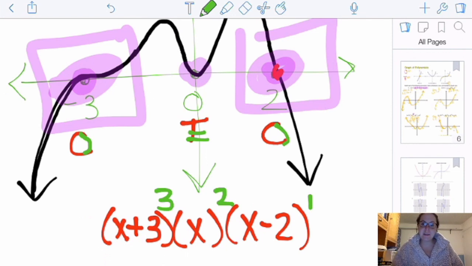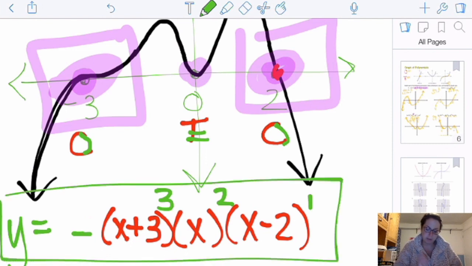Now, the last thing that we need to think about is the end behavior. This goes down, down, so I want a negative out front. And so make sure you have a y equals or p of x equals whatever, but this would be your function. So start with your zeros, find your multiplicities, check your end behavior. It's sort of the opposite of what we do when we graph.